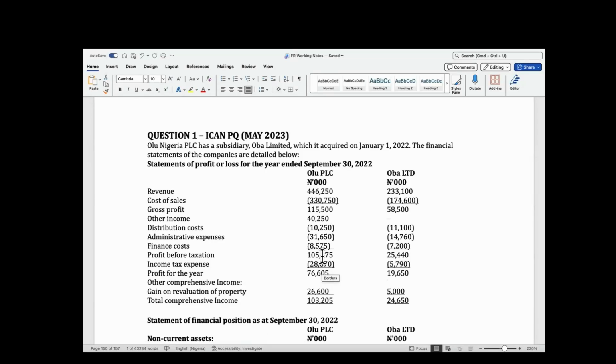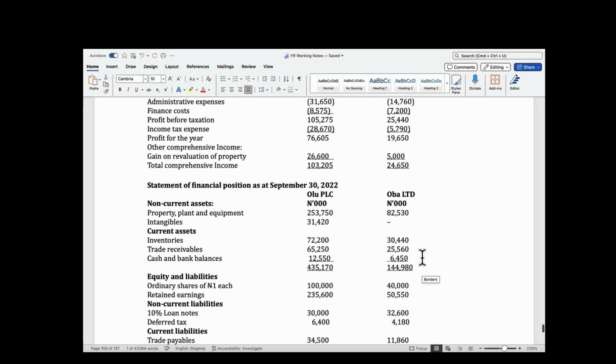Okay. So Olu Nigerian PLC has a subsidiary, Oba Limited, which it acquired on January 1st, 2022. The financial statements of the companies are detailed below. I have the statement of profit or loss for the year ended September 30th, 2020. So I was given the statement of profit or loss, and I'm also given the statement of financial position for the period.